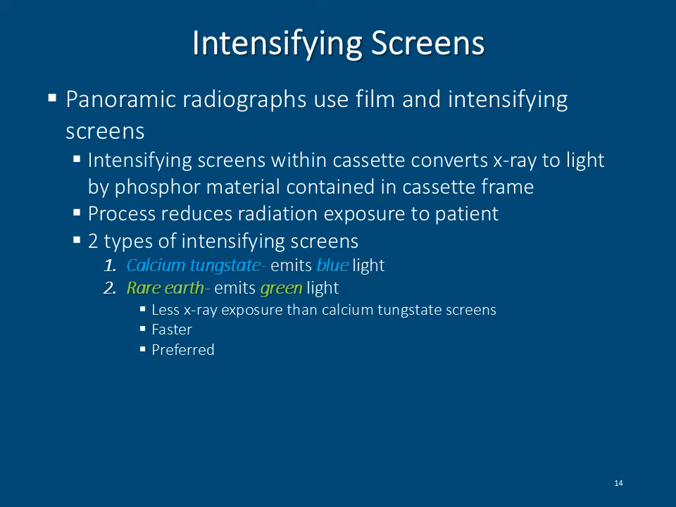There are 2 types of intensifying screens located within the cassettes. One is calcium tungstate, which emits a blue light. The other one is rare earth, which emits a green light. We prefer the rare earth intensifying screens because they allow for an even lesser amount of radiation to be used, and they're much faster.